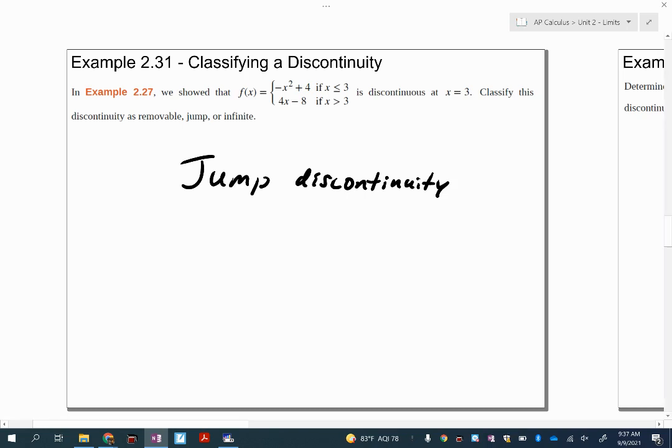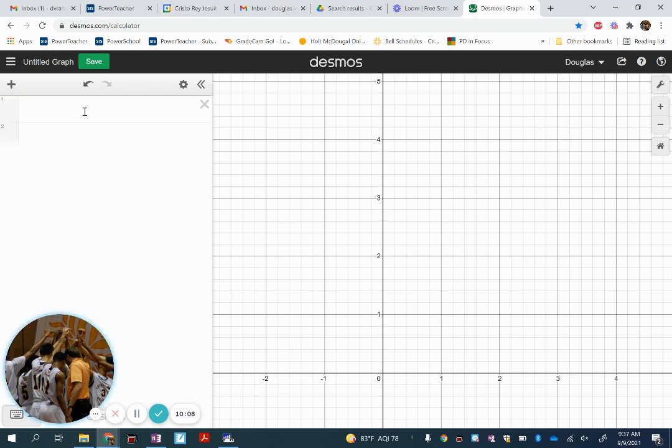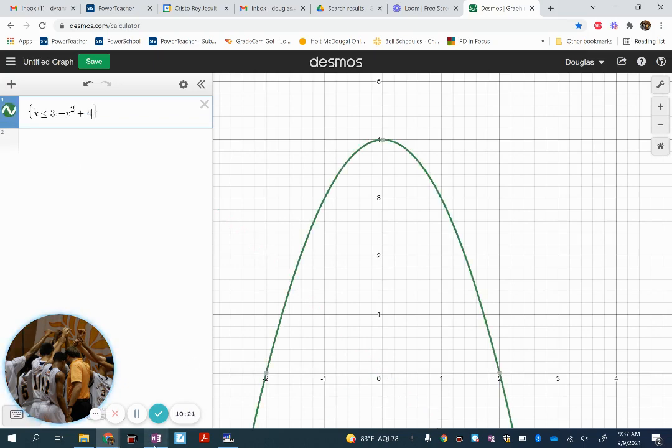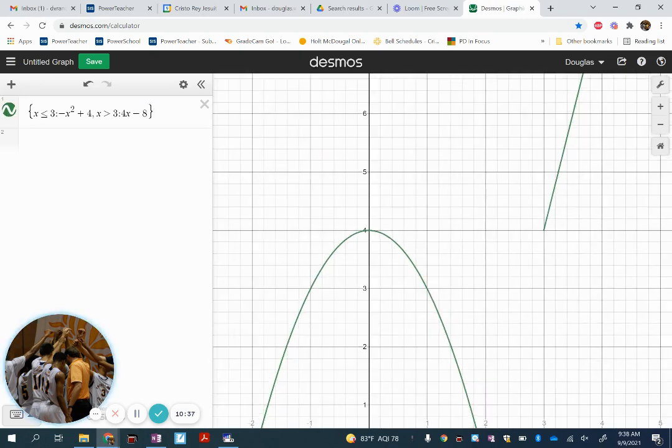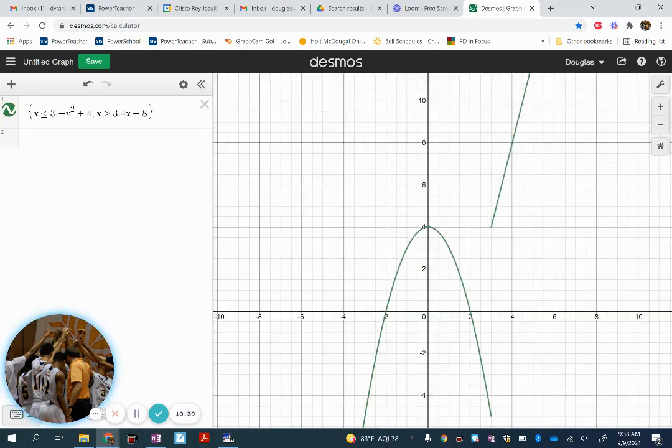So we're going to type in this piecewise function. We start with our brace, and we have the first interval, which is x less than or equal to 3. And this is negative x squared plus 4, I believe. Let me confirm. Yep. And then x greater than 3. And this one is 4x minus 8. Okay. I'm going to scroll so you can see it. Let me zoom out a little bit.